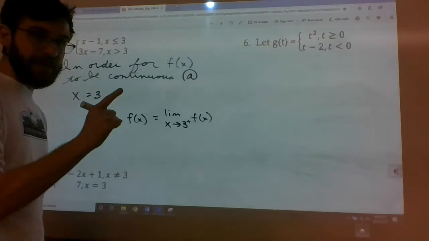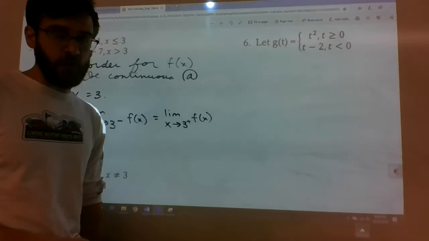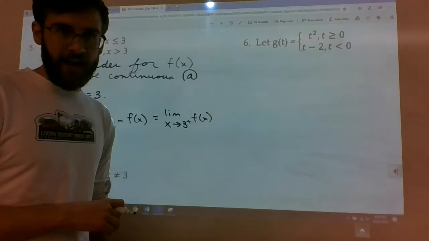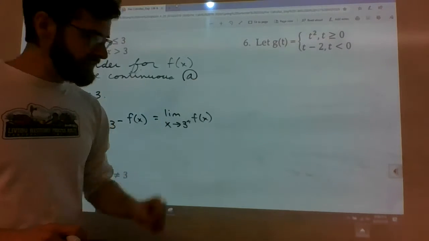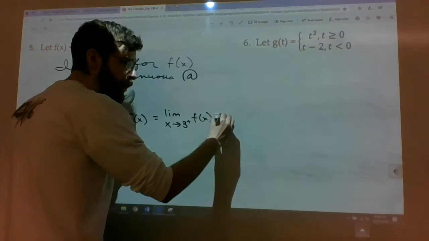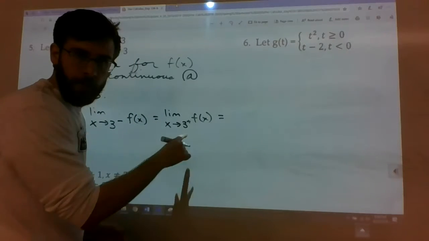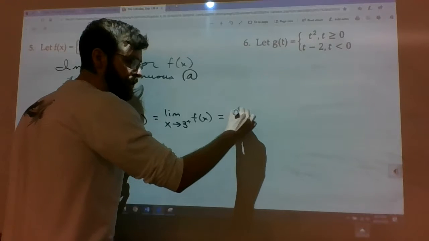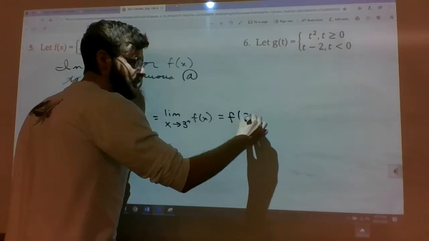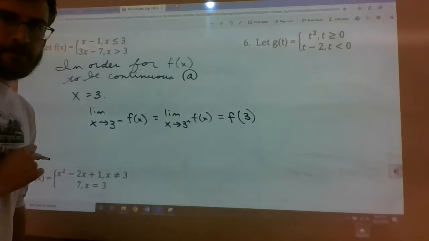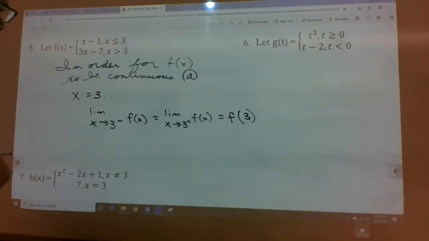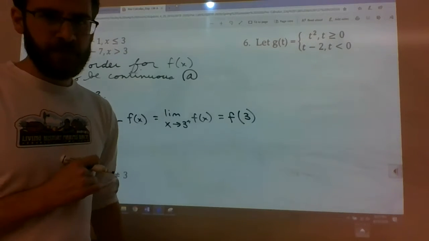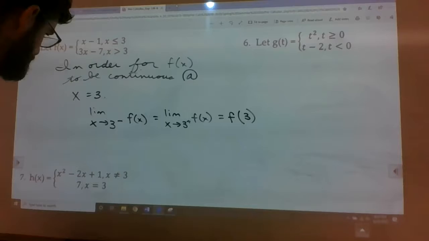And it must exist at that value. It can't just be a random hole in the graph. The hole needs to be filled in, which means that those two y values, remember, a limit is just a y value, must equal the function at that particular point. This must be true. So here's how we do it.